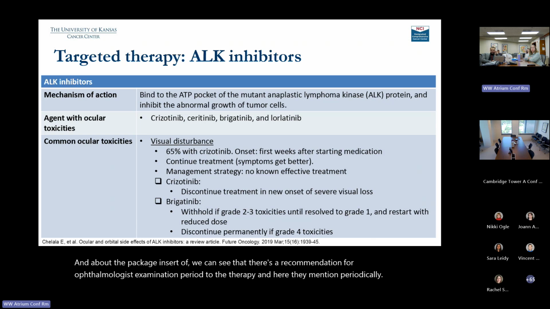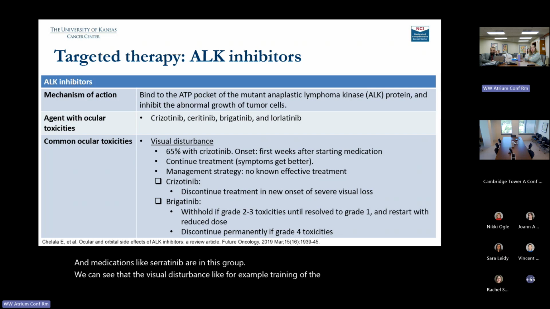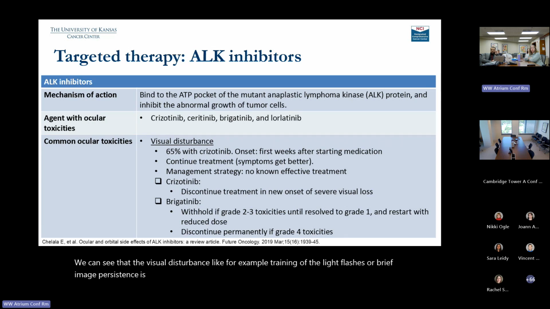ALK inhibitors is the next group, which inhibit the abnormal growth of the tumor cells, and medications like ceritinib are in this group. We can see that visual disturbance, for example trailing of the light, flashes, or brief image persistence, is very common with medications like crizotinib. It can happen in up to 65% of patients. The onset is typically in the first week of starting crizotinib.